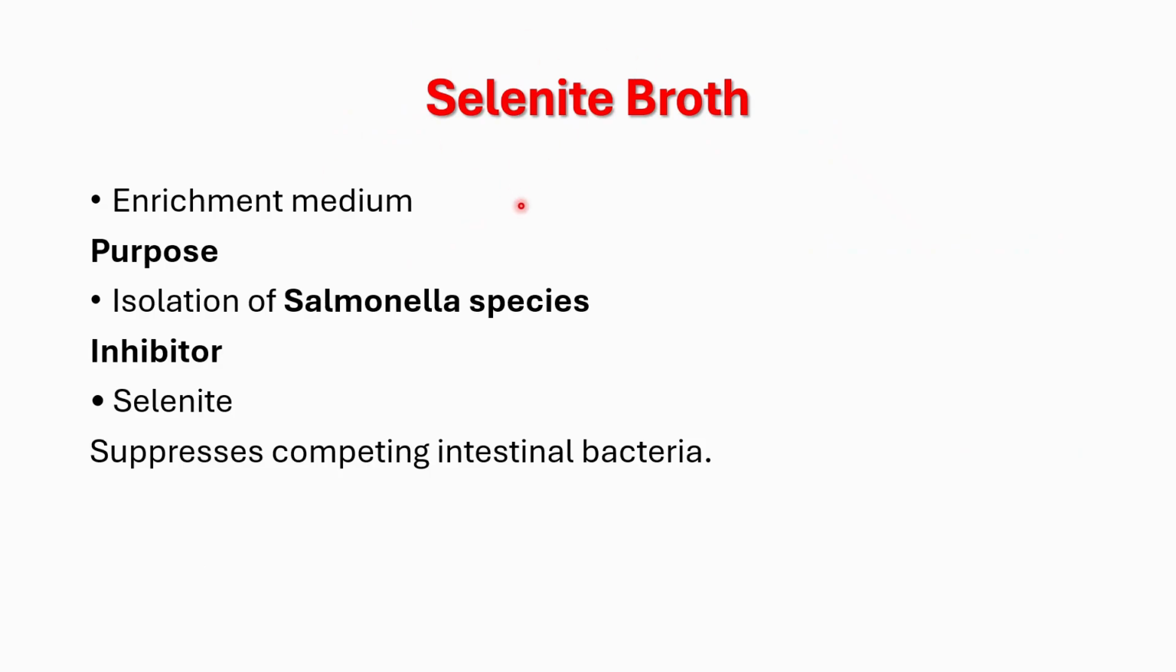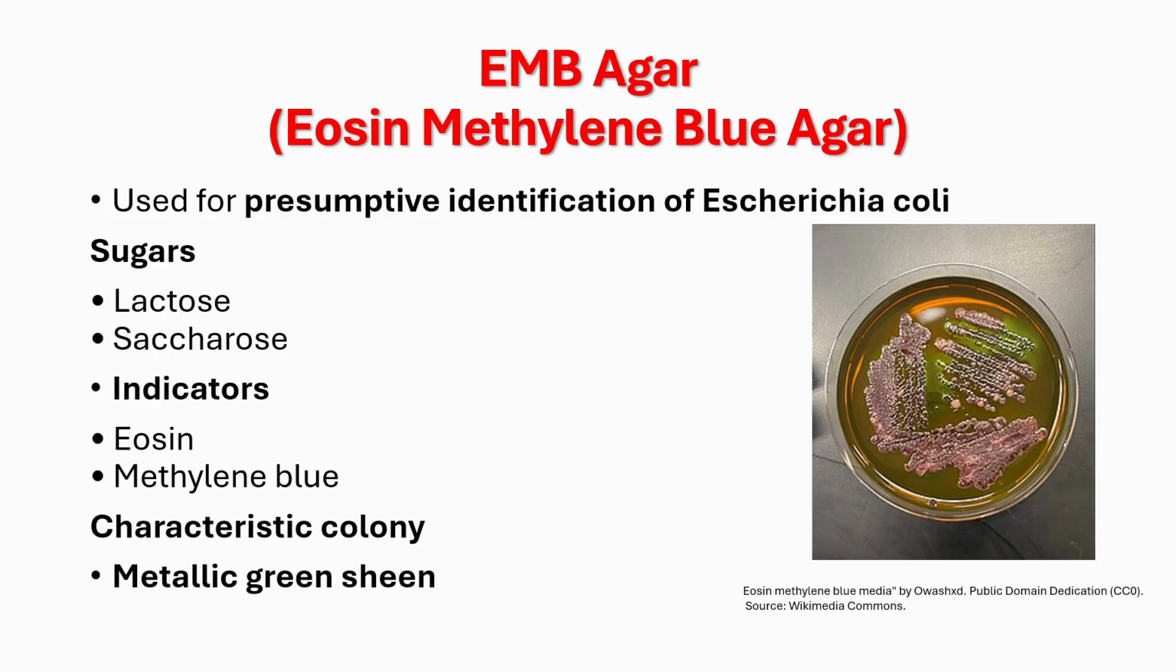Selenite broth is an enrichment medium used in microbiology laboratories for the isolation of Salmonella species from fecal samples. The presence of selenite inhibits the growth of many competing intestinal bacteria while allowing Salmonella organisms to multiply. After incubation, samples from the broth are subcultured onto a selective agar plate for further identification.